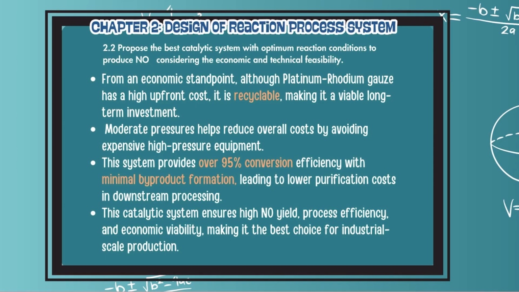This system provides over 95% conversion efficiency with minimal byproduct formation, leading to lower purification costs in downstream processing. By optimizing these factors, this catalytic system ensures high nitric oxide yield, processing efficiency, and economic viability, making it the best choice for industry-scale production.